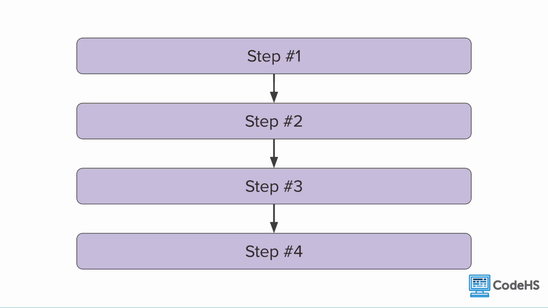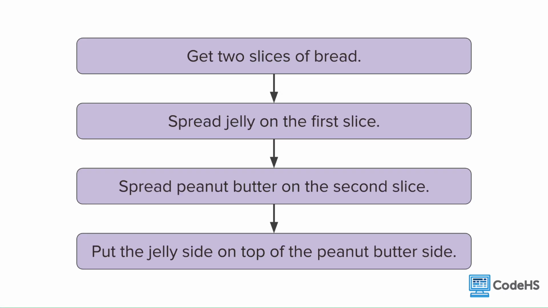So far, we have looked at how to represent an algorithm in written language. However, many times programmers will use diagrams, such as flowcharts, to visually represent the step-by-step process of an algorithm. Going back to our sandwich example, a flowchart might look something like this. This view makes it easy to see the order of the steps.